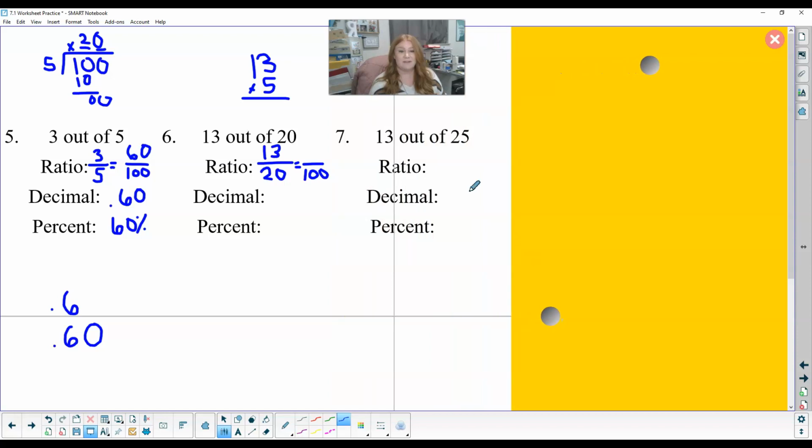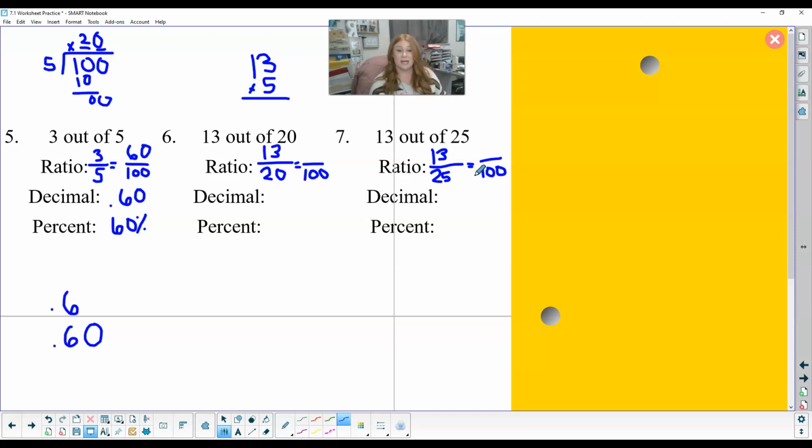So number 7, we have another 13 out of 25. But since our bottom numbers, our denominators, are not the same, I know my decimal and percent are not going to be the same. So I want to turn 25 into 100. I know some of us hear 25 and think, I don't know 25s, but you do. Quarters. Every time you hear 25, think of quarters. So 25, 50, 75, 100.